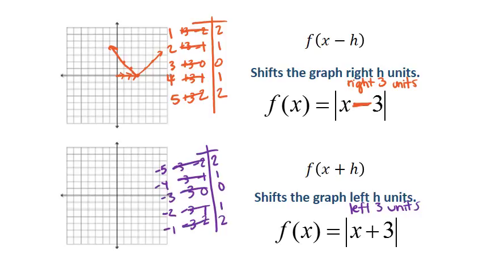Let's take a look at those values on our graph. Negative 5, 2, negative 4, 1, negative 3, 0, negative 2, 1, and negative 1, 2. We can see how our parent graph was affected very clearly. We went to the left 3 units.